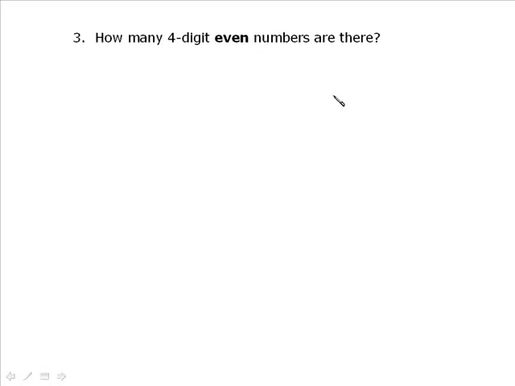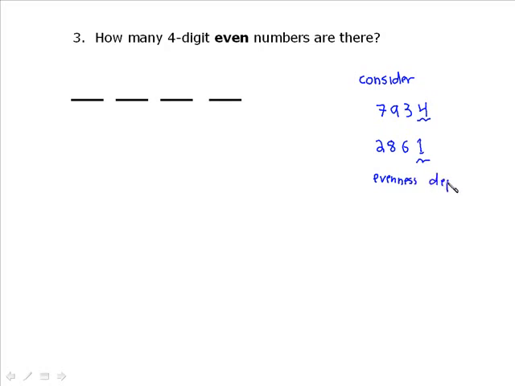How many 4-digit even numbers are there? I'm going to do this 2 ways. One is the same way that we did before. Ask ourselves how many choices. But also keep in mind this issue of evenness. If you had this number, say 7, 9, 3, 4, and then you compare that to 2, 8, 6, 1. The first number is even. The last number is not. So evenness depends on the last digit.